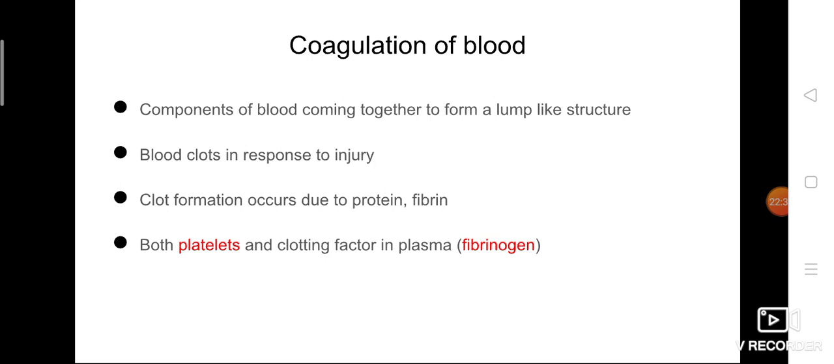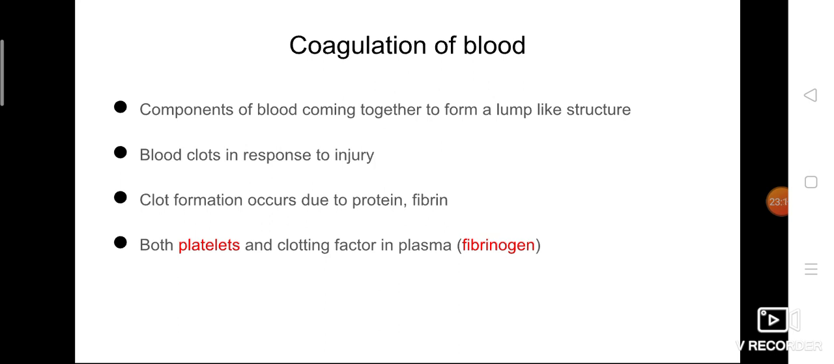If either one is absent, will the function work? No. Because to start the process we need platelets, and to continue the blood clotting process we need fibrinogen. If any one of them is absent, what happens? The blood will continuously flow out from our body. Continuous flow of blood leads to excess blood loss, and excess blood loss means death. So platelets and the plasma protein fibrinogen are essential for this blood clotting mechanism, that is, to stop the bleeding.